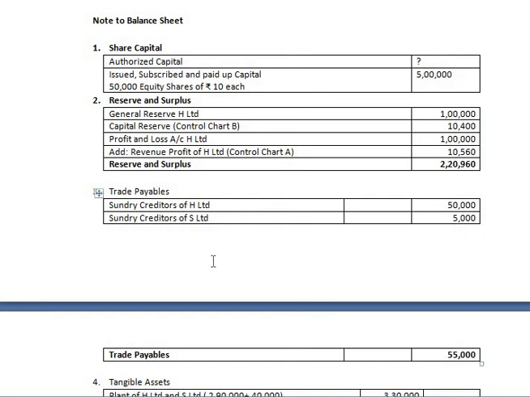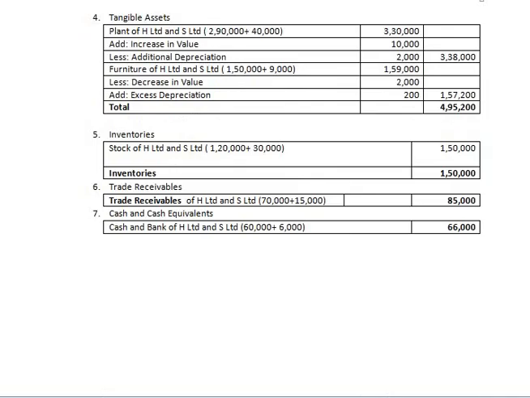2,20,960. Then the trade payable, this we get from the balance sheet, that is the sundry creditors of H Limited is 50,000 and sundry creditors of S Limited is 5,000. So the total trade payable is 55,000. Then if you look at the tangible assets, the plant of H Limited and S Limited, you will get from the balance sheet, will be 3,30,000.